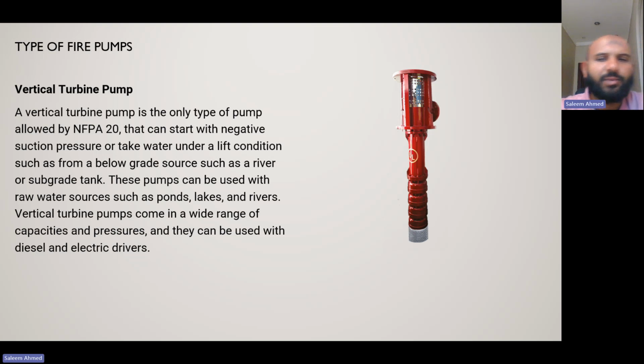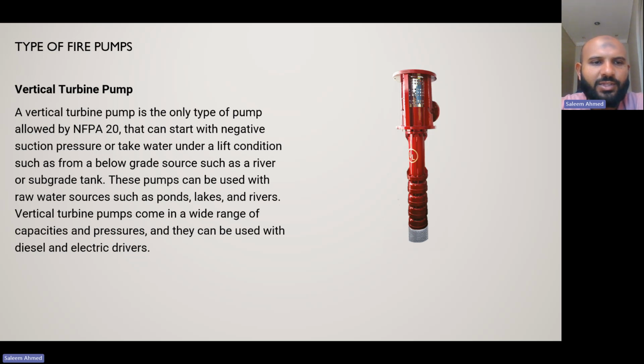Moving to the vertical turbine pump, it is a multi-stage pump designed to draw water from deep sources like underground water tanks or wells. It features a vertical shaft with impellers submerged in the water, delivering high pressure for the fire protection system. These pumps are ideal for applications where positive suction head is unavailable. And this is the only type of pump allowed by NFPA 20 that can start with negative suction pressure.